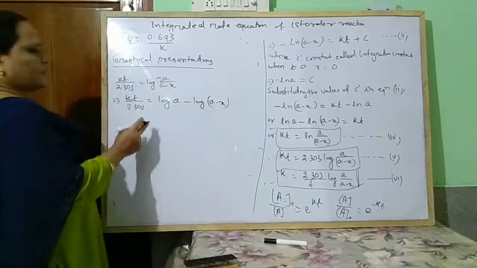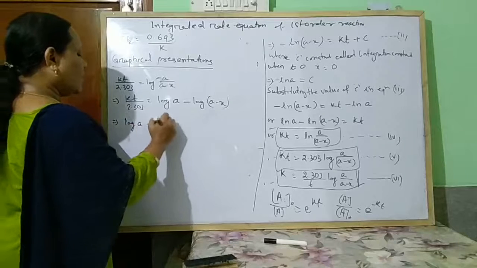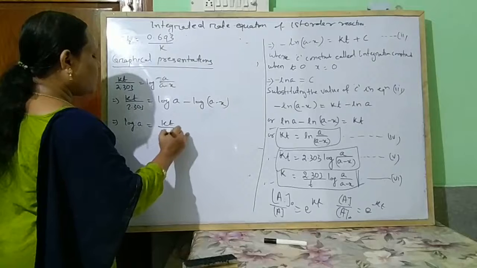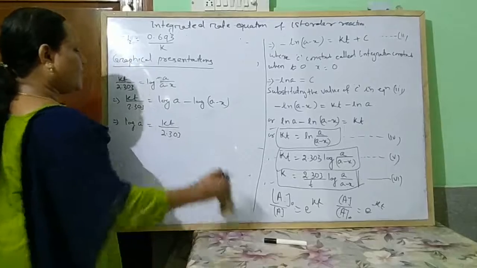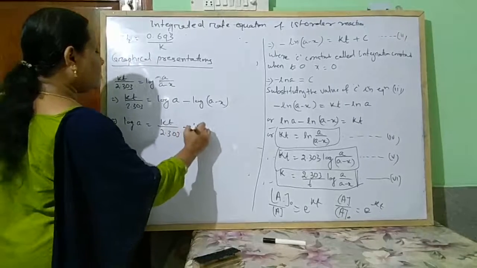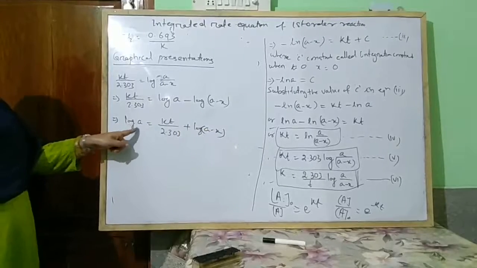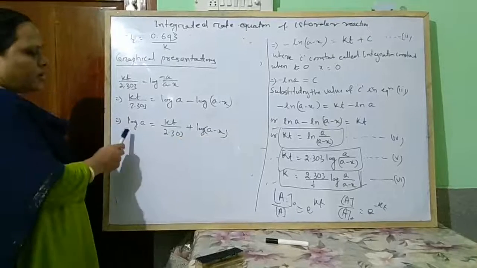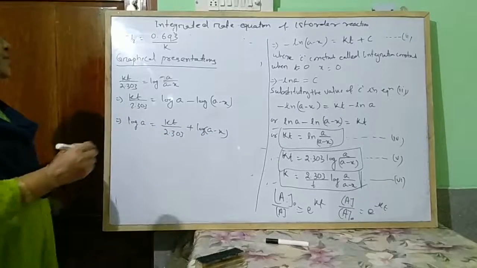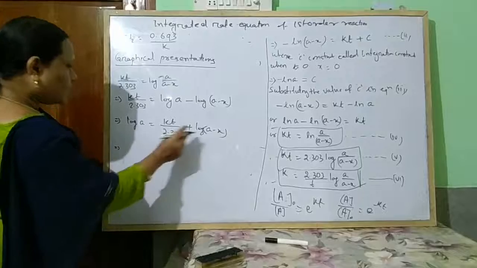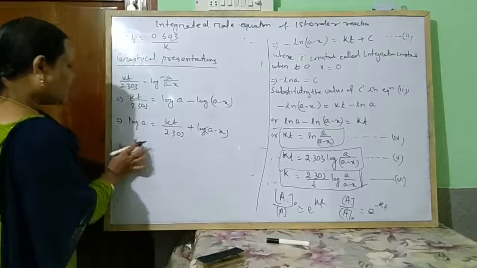A minus X. Okay, or this implies that log A equal to kt by 2.303 plus log A minus X. Instead of A, I can write here A naught instead of A. Log A equal to kt by 2.303 plus log A minus X. Then what happens here? Suppose this is the variable, and this one is the constant term initially. So in this way what happens?